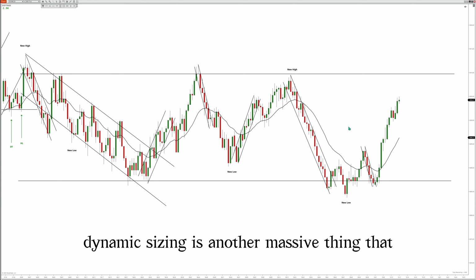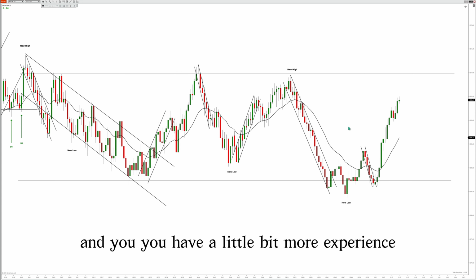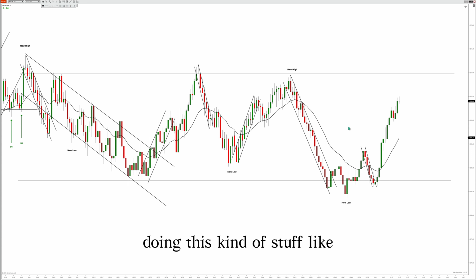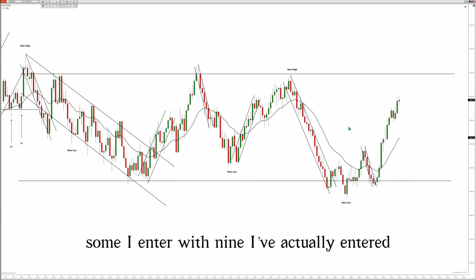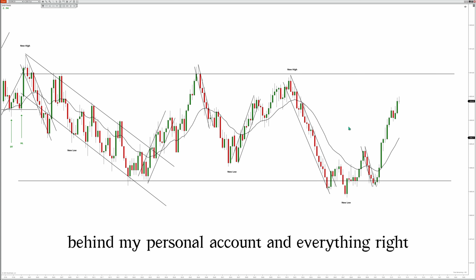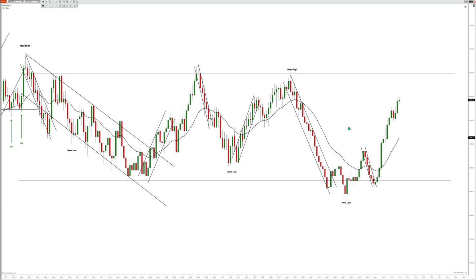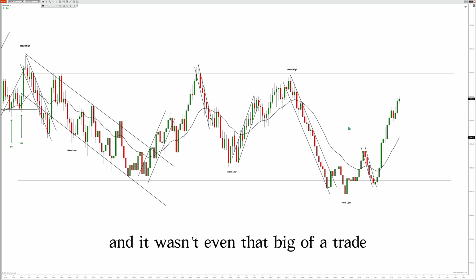Dynamic sizing is another massive thing that you'll learn as you go into your trading and you have a little bit more experience doing this kind of stuff. Some trades I enter with 6 contracts, some I enter with 9. I've actually entered some trades with 12 contracts. Also copy trading all of my prop firms behind my personal account and everything, right? I think my biggest day is like $24,000, and it wasn't even that big of a trade.